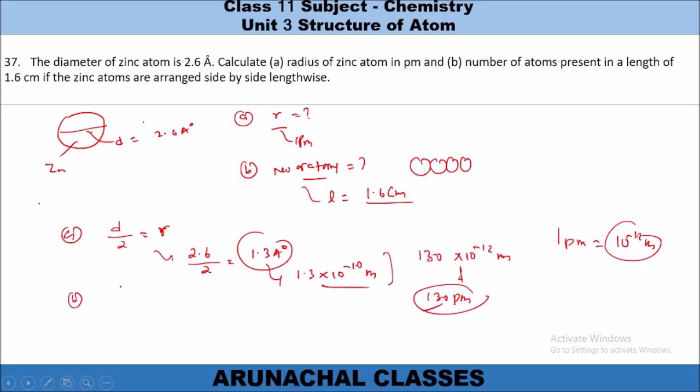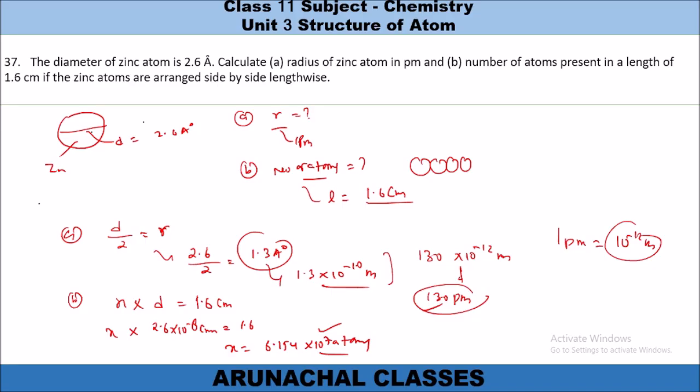Now what about the second part? Here we need to find out there are x number of atoms, let it be. Each atom has some diameter d. Each atom is arranged side by side, and it gives a length of 1.6 centimeter. So for x number of atoms, the diameter is 2.6 angstrom, meaning 2.6 into 10 power minus 8 centimeter, equal to 1.6. Now the x value will be 6.154 into 10 power 7 atoms. So this many atoms are there side by side. This is for the case of the zinc atom, which has a diameter of 2.6 angstrom.